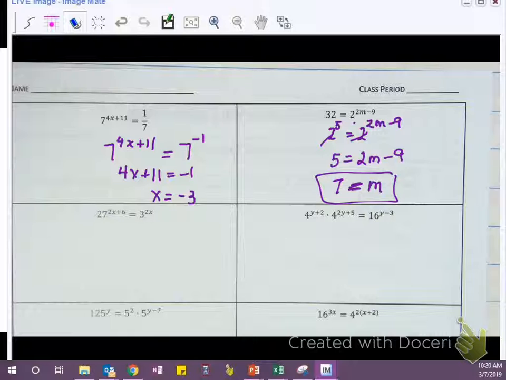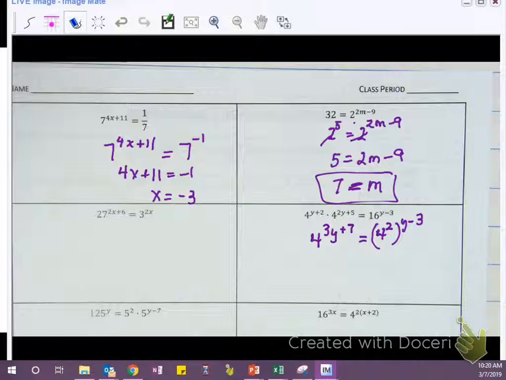Let's do the one right below that because it's combining a couple of things that we've already done. So we have 2 terms on the left. We have to combine those. So when we multiply bases, what do we do with the exponents? Add. So y plus 2y is 3y, and plus 2 and plus 5 is plus 7. Now on the right side, we need a base of 4. 4 to the what power is 16? 2.